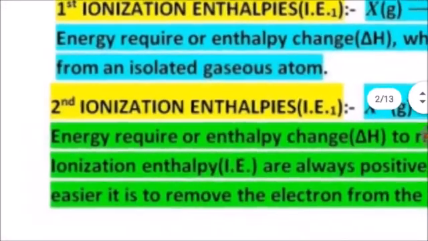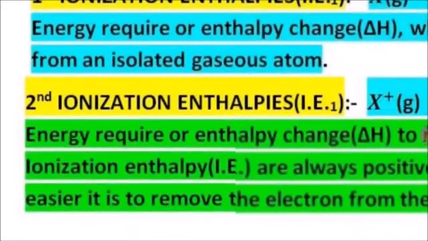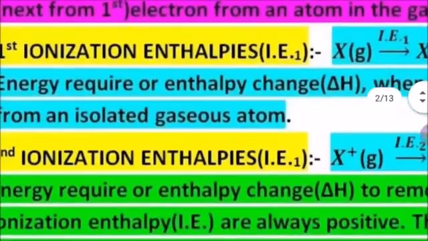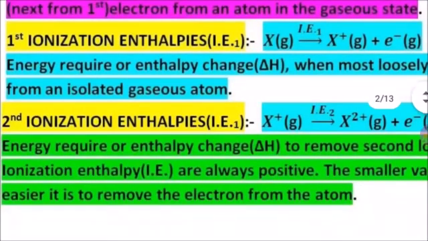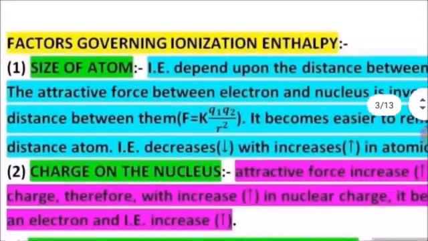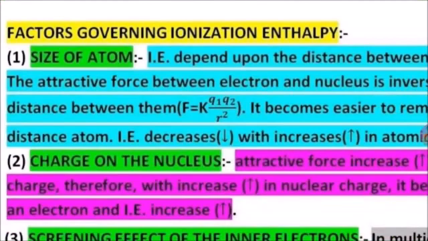So these are the first and second ionization enthalpy, and you understood that the enthalpy change, the variation in enthalpy when electrons are removed, is known as ionization enthalpy. There are many factors governing the ionization enthalpy. They affect the ionization enthalpy.